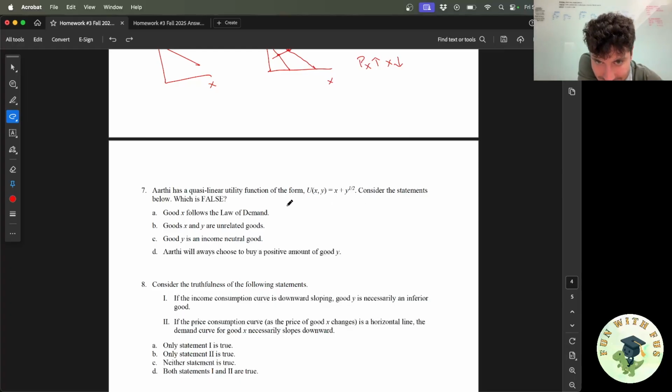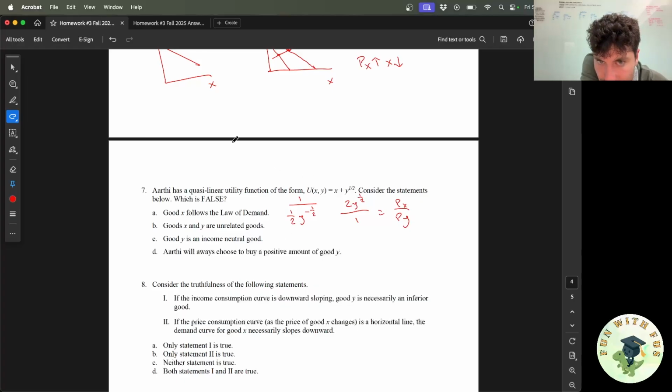So now I'm going to have to do our normal MRS equals MRT method, which if you're not already sick of, then you are quite the trooper, because I hate this thing. But we are going to get 1, which is our MUX, over 1/2 y to the negative 1/2. If I simplify that, that's going to be 2y to the 1/2 over 1, which is equal to price X over price Y. I'm going to do a little cross multiplication.